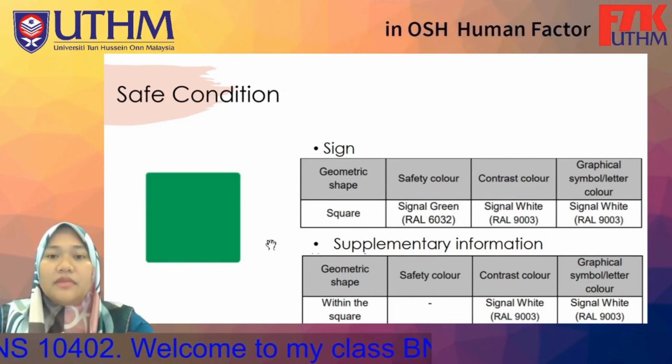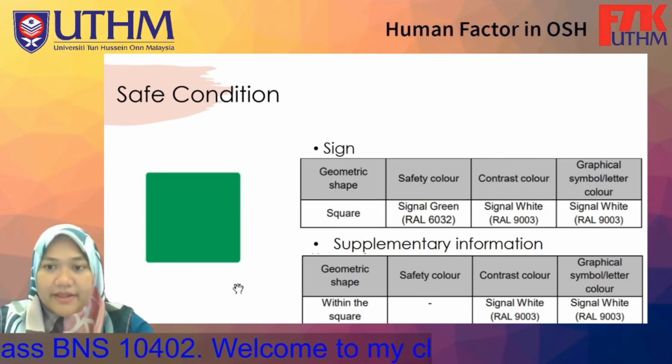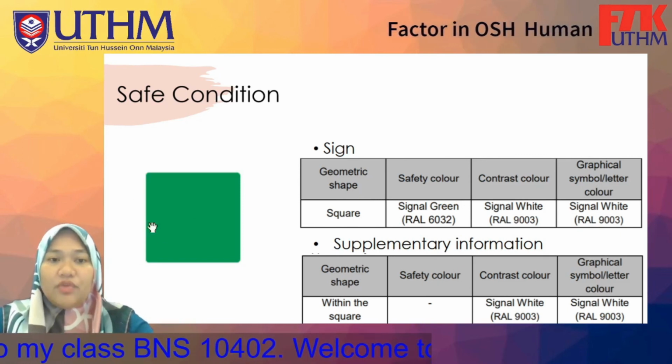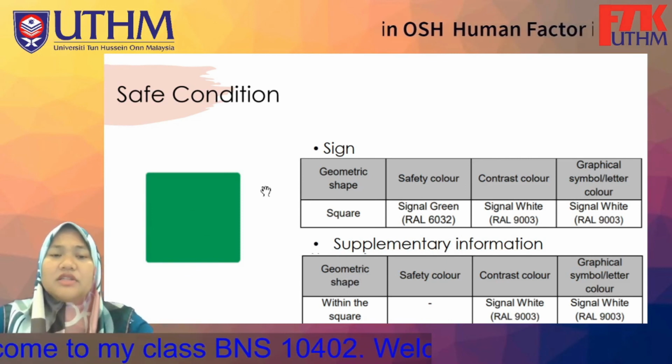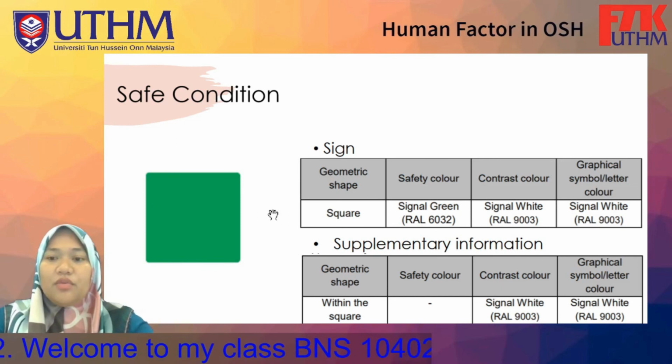The safety color signal is green, the contrast color is white. For supplementary information, the geometric shape is within the square. The safety color is none, the contrast color is white, and the graphical symbol is also white.